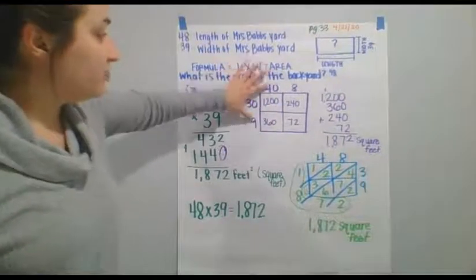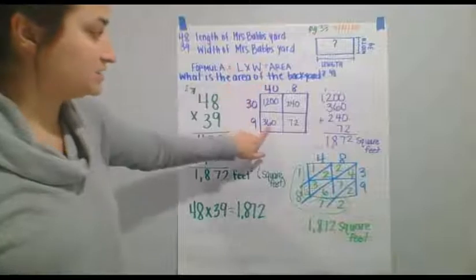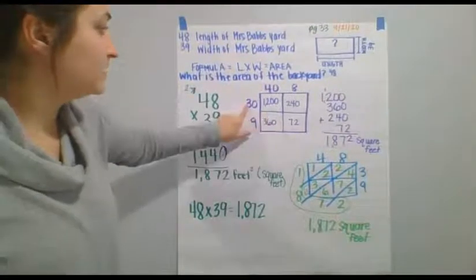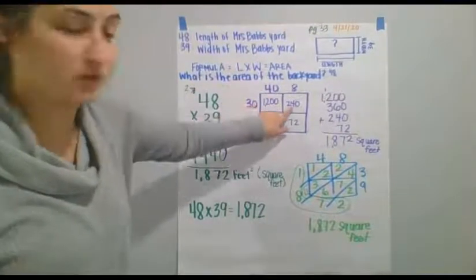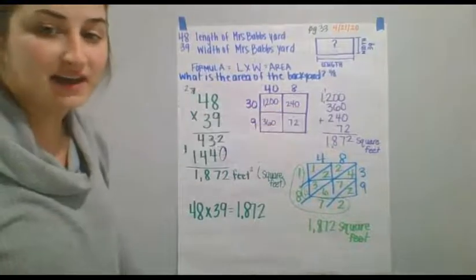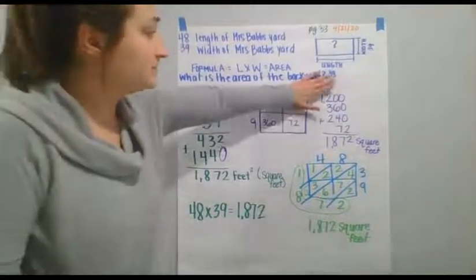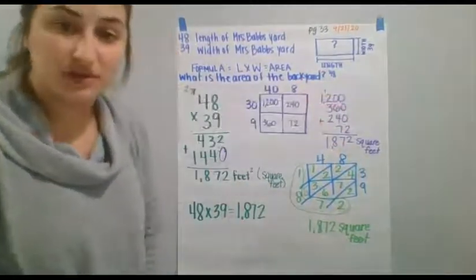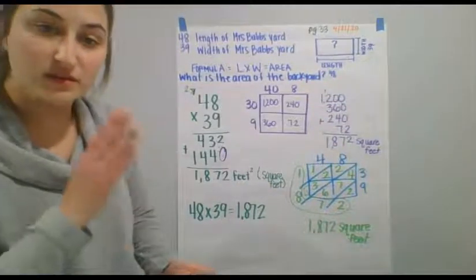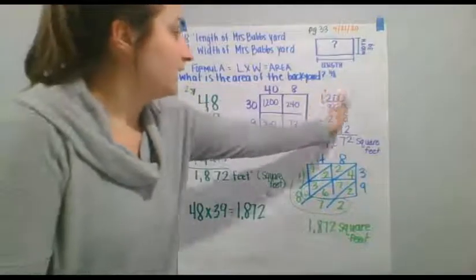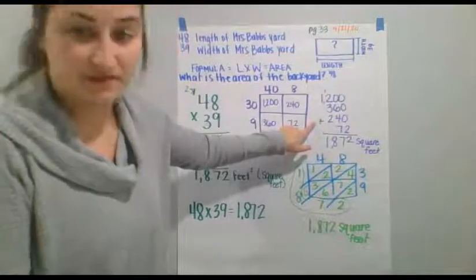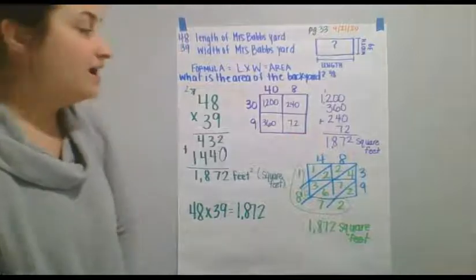Same thing here, 40 times 9, 4 times 9 is 36, add your 0. 30 times 8, 3 times 8 is 24, add your 0, and then 9 times 8 gave us 72. So then what we did is we're going to stack each of those numbers together, making sure that the place values are each lined up correctly so that you can add them together and then get your answer.